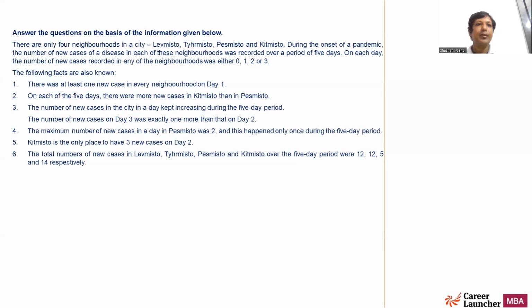Question number 11 to 15. Okay, so there are 4 neighborhoods in the city, LTPM. During the onset of a pandemic, the number of cases of a new disease in each of the neighborhoods were recorded over a period of 5 days. Each day the number of cases was 0, 1, 2 or 3. That means on any day there are no more than 3 cases. Okay, so what I'm going to do is draw the table and figure it out.